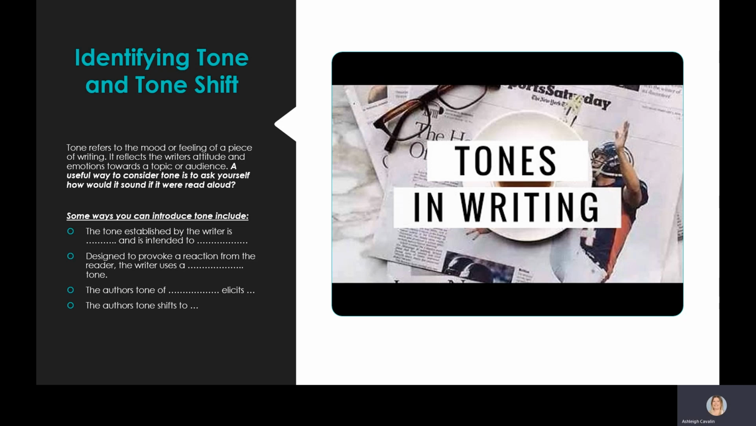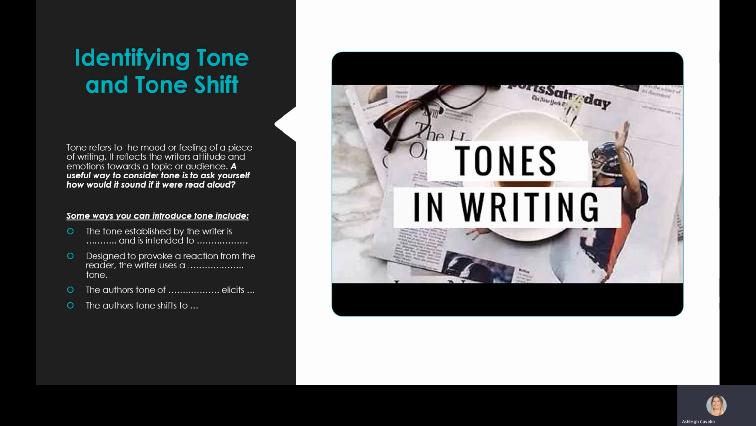Attached is a video that looks at tones in writing. There are some really great PowerPoints in this video that show you different tonal words. You should be beginning to expand your vocabulary in relation to tone. There's no one tone word that describes a piece. The wider your vocabulary is, the more accurately you'll be able to discuss tone.